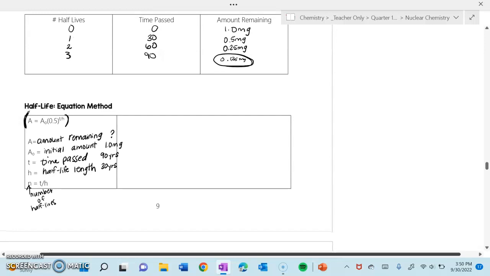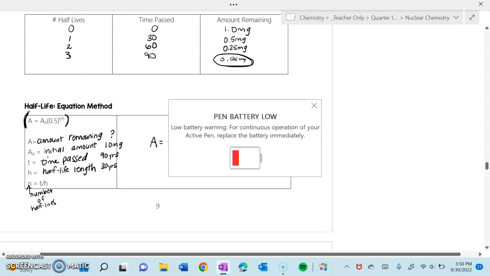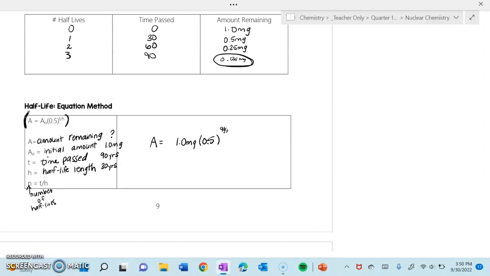Let's plug in all of our numbers. We're going to be solving for A. Our initial amount is 1 milligram. Then our equation has 0.5. And then we're going to put it to the power of t over h. 90 divided by 30, which is 3. So you could rewrite that.